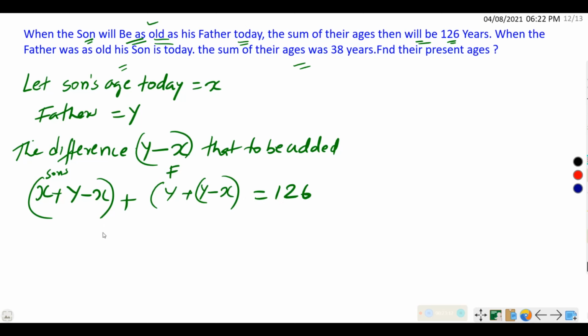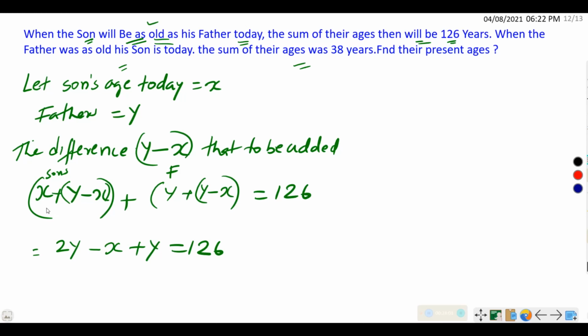Why? Because y minus x is the difference. That difference has to be added to son's age so that his age will become that of father. And father's age also will be increased by that much. If I restructure this, x plus y minus x, then plus y, all are addition and subtraction, there is no multiplication. So you can totally add it, in fact. Correct? Right. This way it will come.